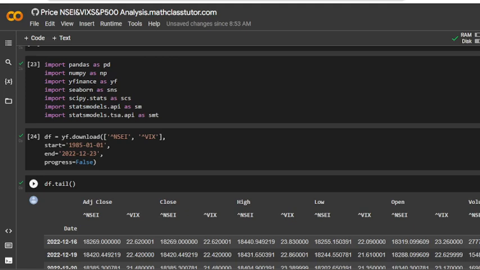Hello friends, today I am going to discuss one of the most important projects: a comparison between the Indian stock price, the NSEI (National Stock Exchange of India), and the S&P 500, the US stock exchange.